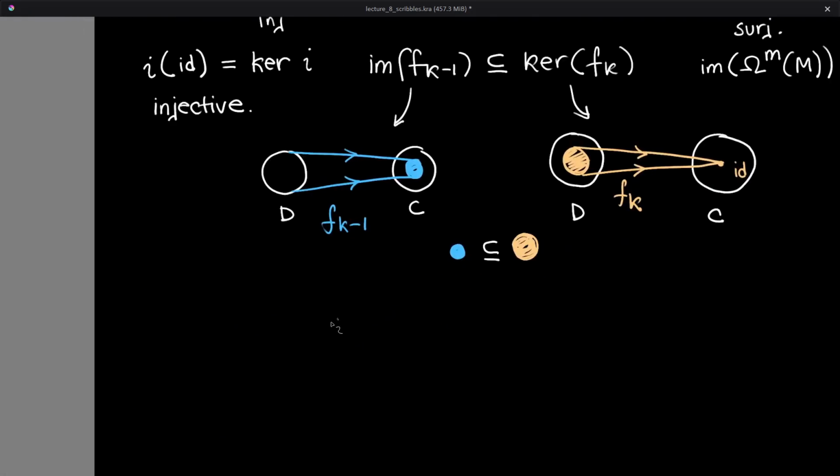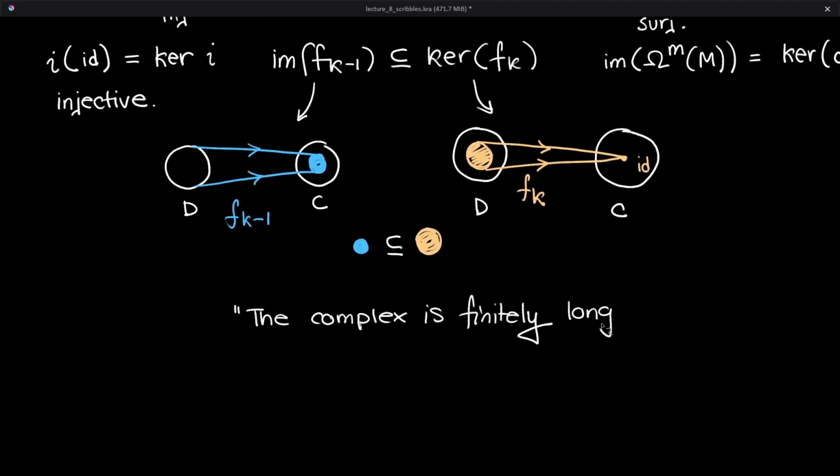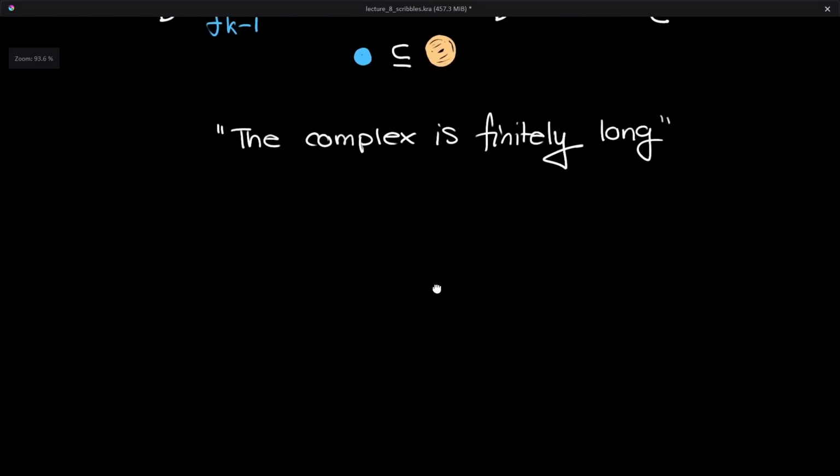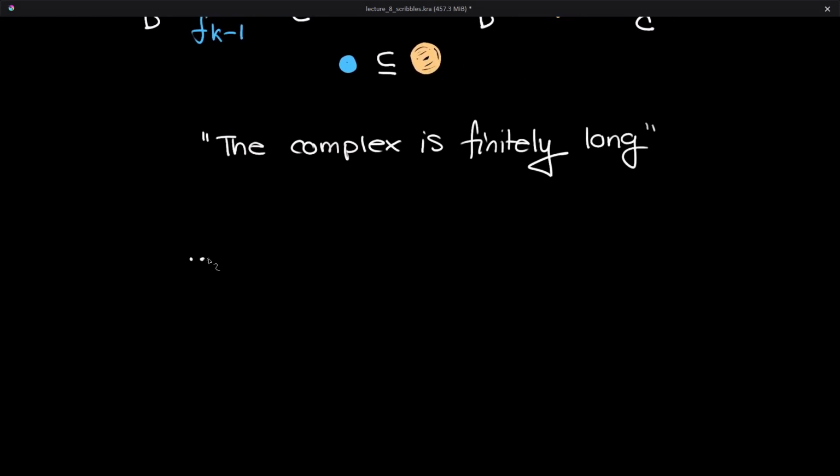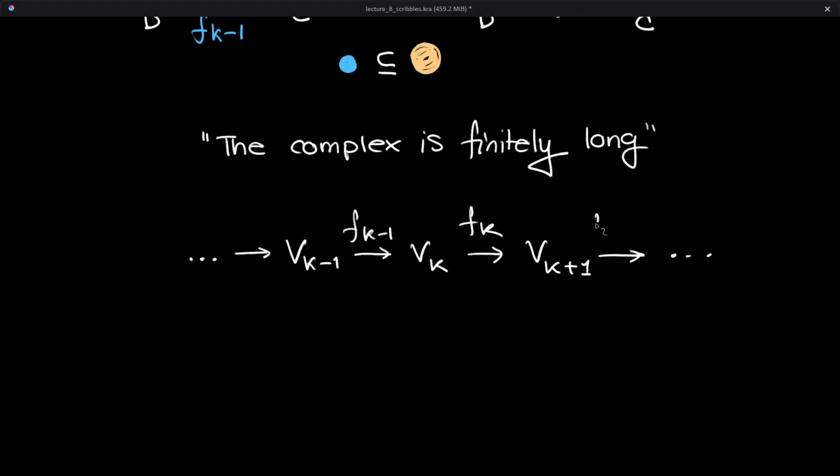In other words, the complex is finite, or let's say finitely long. Remember that the way we defined complexes is that we said dot dot dot, arrow, then we had a vector space V_{k-1}, arrow V_k, arrow V_{k+1}, arrow dot dot dot. Then we had a map F_{k-1}, then a map F_k, then a map F_{k+1}.